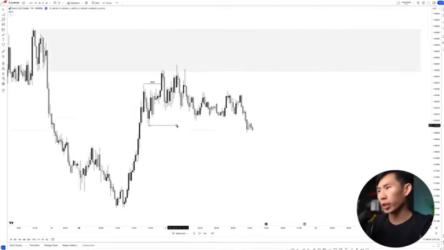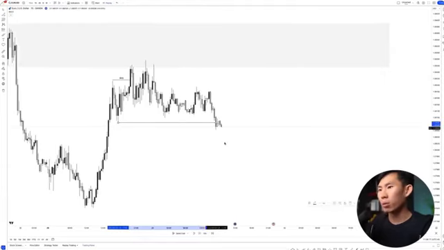By the way, this is more for swing traders, okay? So yeah, right there, this is where we officially got a market shift, right? And this tells us that, cool, right now, this pullback is over.